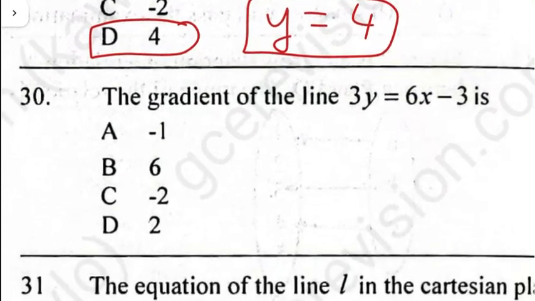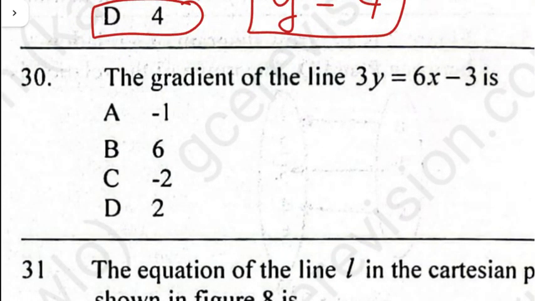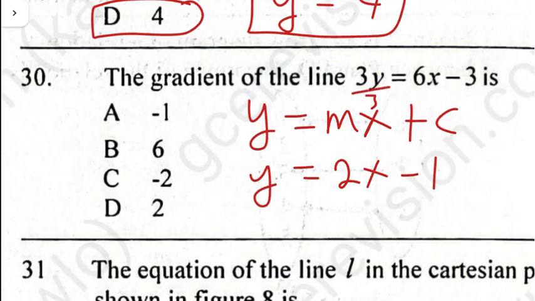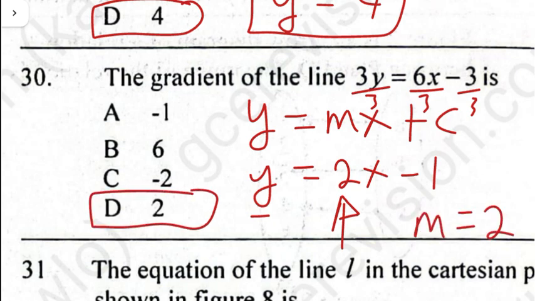Question 30. The gradient of the line 3y equals 6x minus 3 is... To find the gradient of a line, the line should be written in the form y equals mx plus c. So we rearrange: if we divide all through the equation by 3, we have y equals 2x minus 1. 3y divided by 3 is y, 6x divided by 3 is 2x, and negative 3 divided by 3 is negative 1. So the gradient is m equals 2.